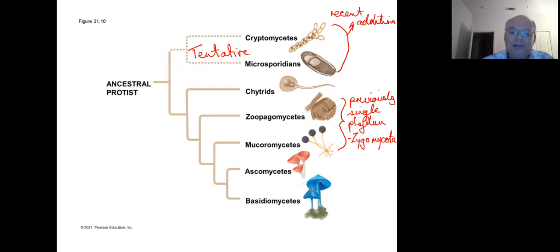The ascomycetes and the basidiomycetes, those are still valid. Those you'll find in the old taxonomy as presented in the lab manual. They are still valid today. We still recognize the ascomycetes and the basidiomycetes. So there have been some changes, and we need to recognize those changes and take them into account as we talk about the phylogeny.